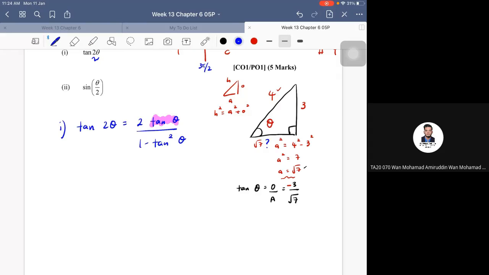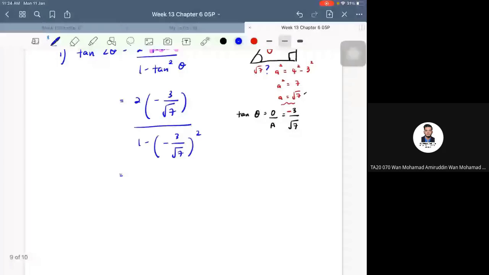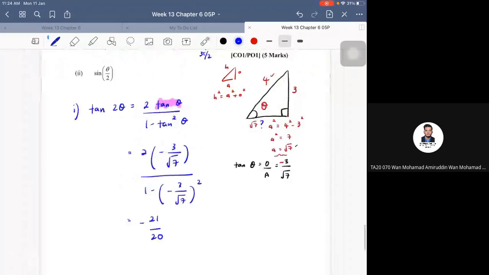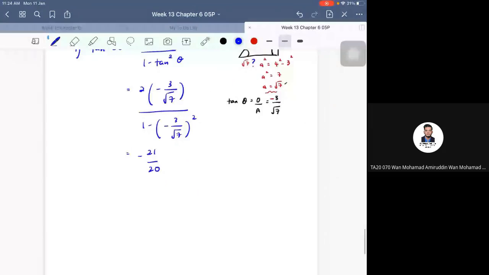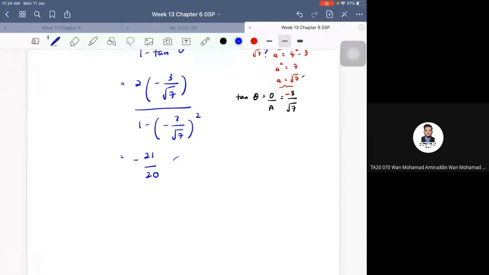So it will be 2 times negative 3 over square root 7, minus 1 minus, so negative 3 over square root 7 squared. And if you were to simplify this, use your calculator. You will get the value negative 21 over 20. So that is going to be the value of tangent 2 theta. Can somebody calculate for me? Is it true that you get negative 21 over 20? Just use the calculator, no need to calculate by hand.